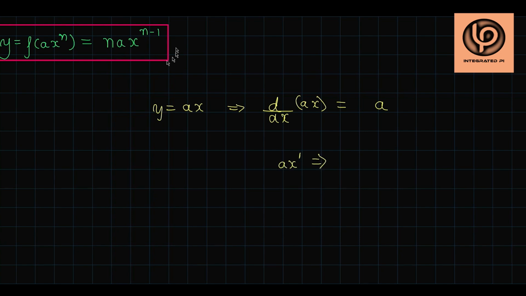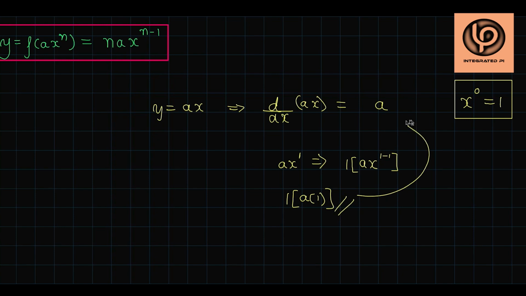So if we use this rule over here, we get 1 multiplied by the whole thing, 1 times the whole term a times x, and power reduced by 1. So 1 minus 1, which is 0. We know that any constant or variable to the power 0 gives us 1. So we get 1 times a times 1. And this is the same thing I've written here. Let's move on.